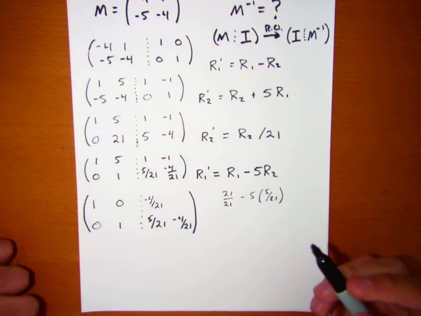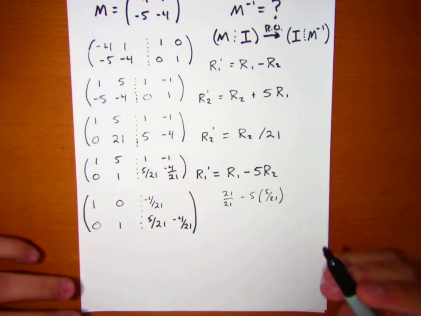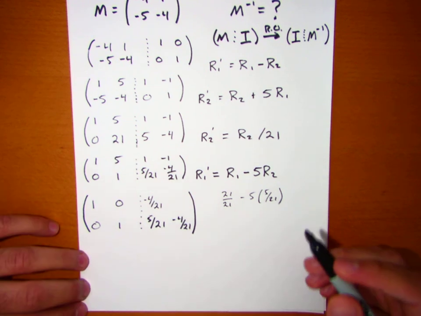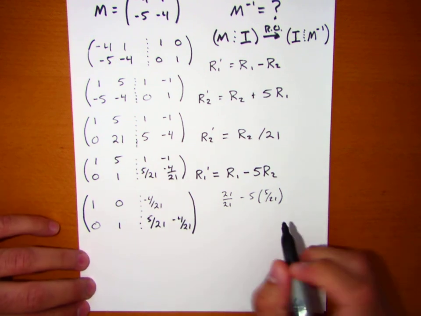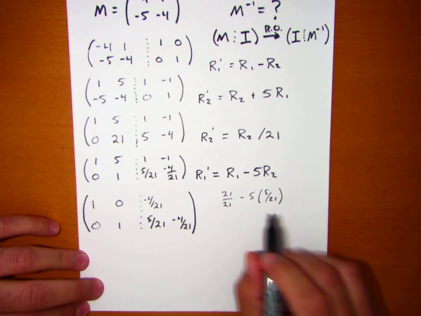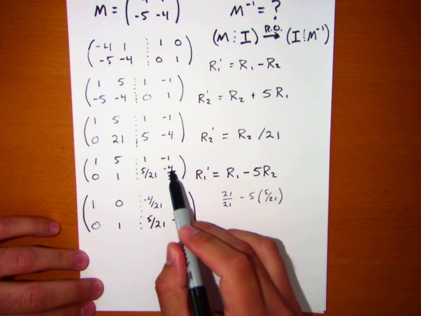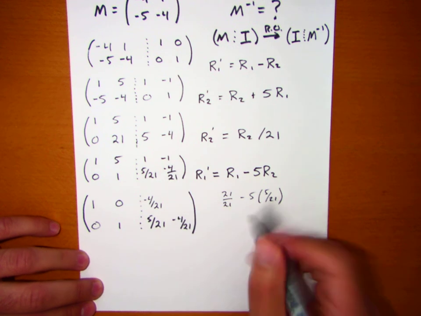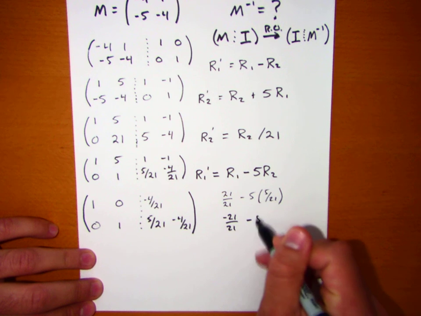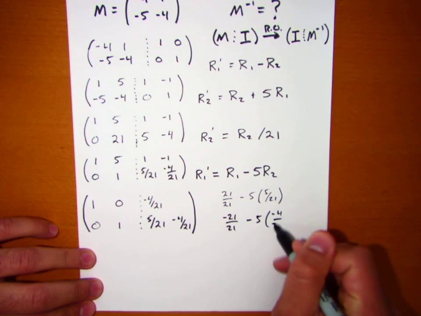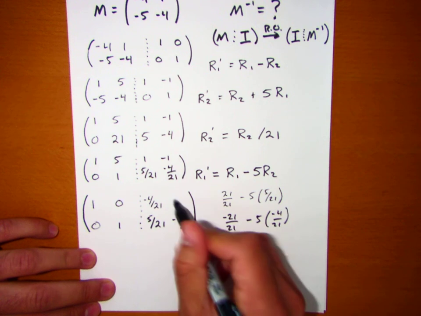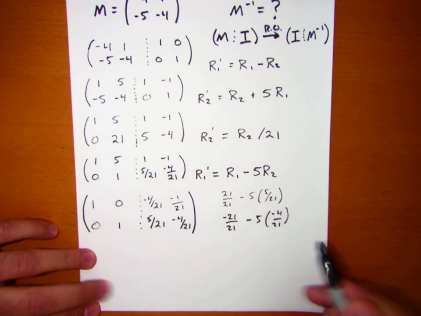This is the part where matrix manipulations can get a little tricky. If you make a little arithmetic mistake, it can cascade through the entire problem. So be real careful when you're doing your math, because this is one you can screw up pretty quickly if you're not careful. And then -1 minus 5 times -4/21sts, that's -21/21sts minus 5 times -4/21sts, that's -21 plus 20, so that's -1/21sts.